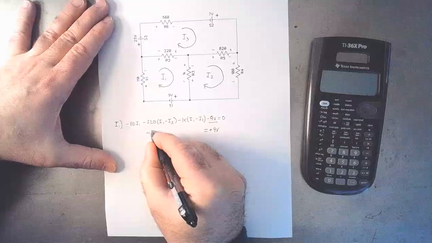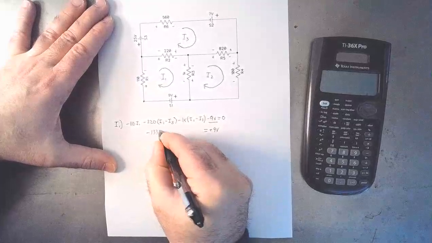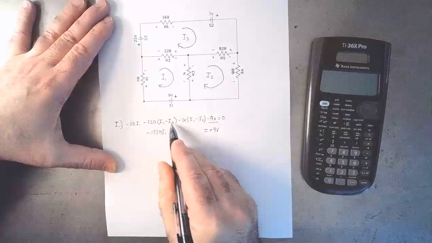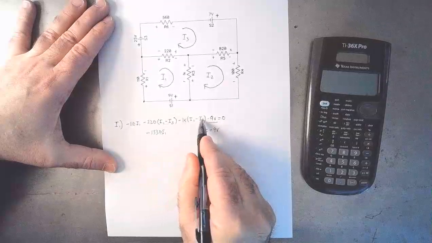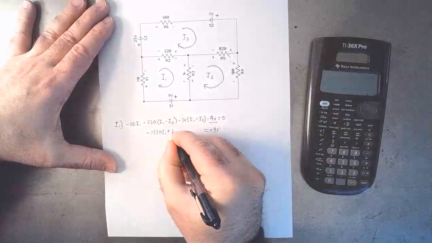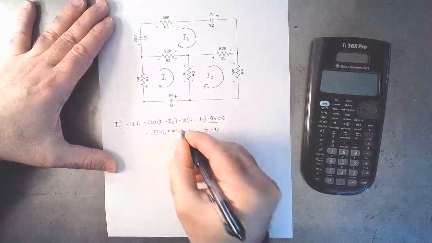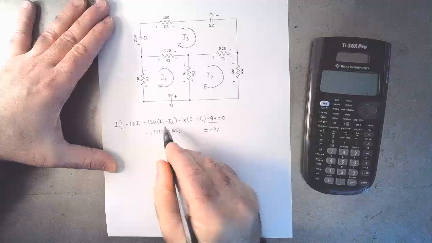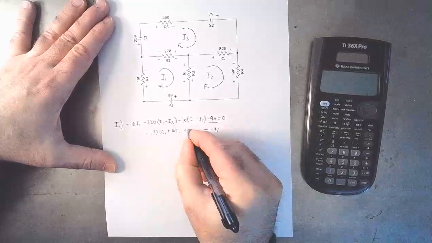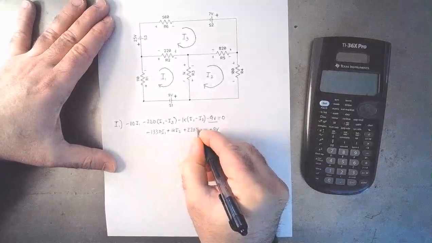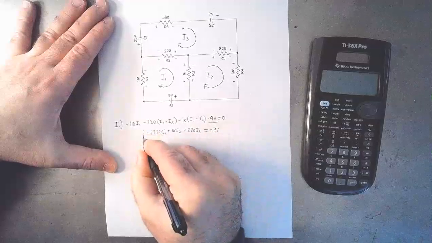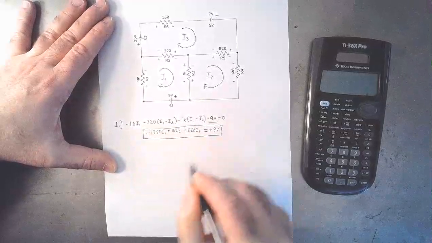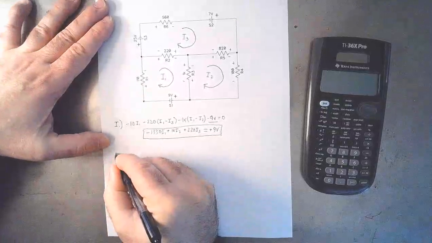So minus 1330 I1. Okay. Let's see how many I2s I've got. I see 1K I2. And finally, I am seeing 220 I3. All right, let's put a box around this because this is our first equation. Now let's do the second loop.